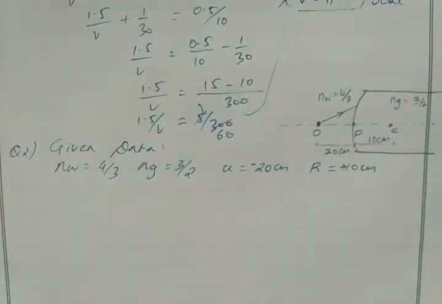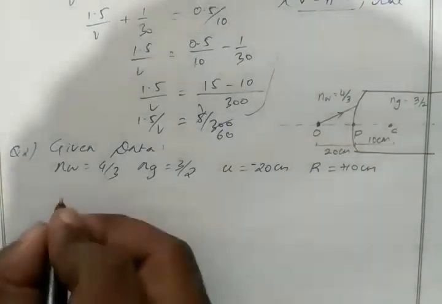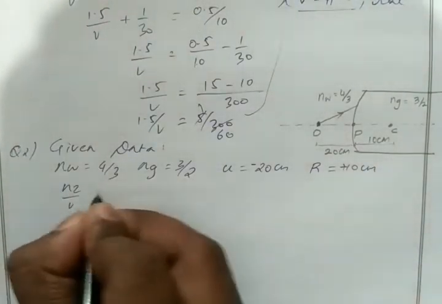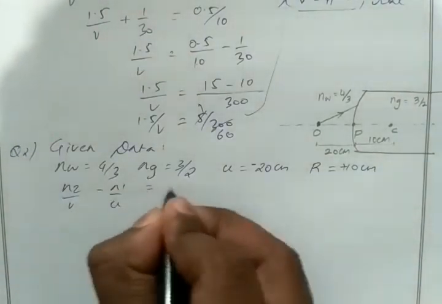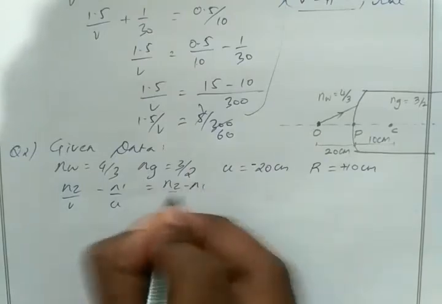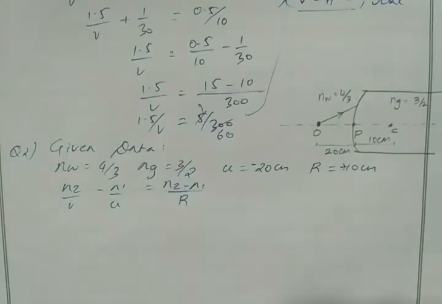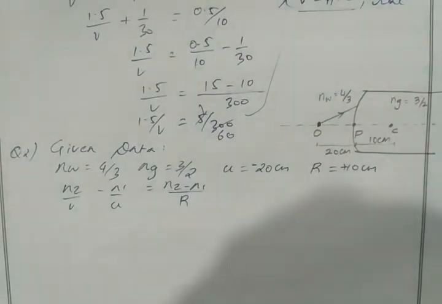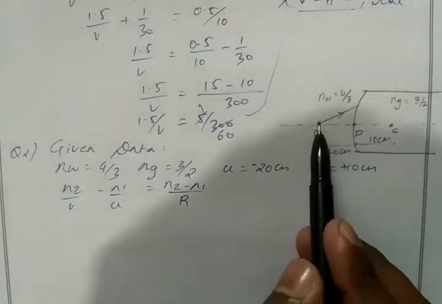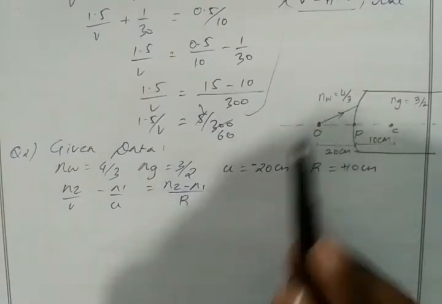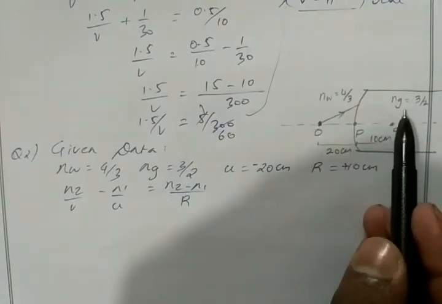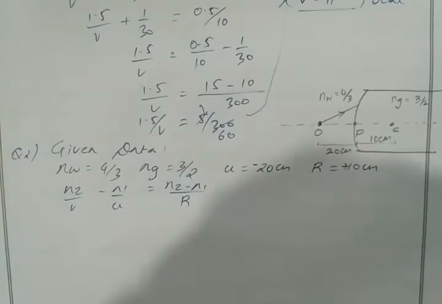Now write the formula: n2 by v minus n1 by u equal to n2 minus n1 by R. You try yourself, don't look at this note, you will get the answer. So write the n2 value. Light comes from water, so water is taken as n1. Light goes to glass, taken as n2.